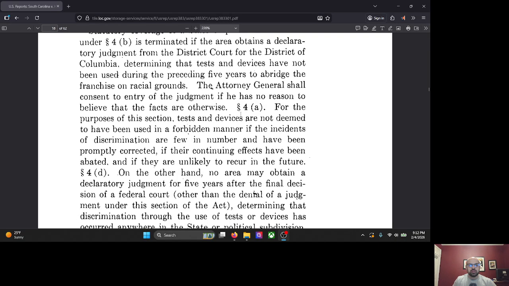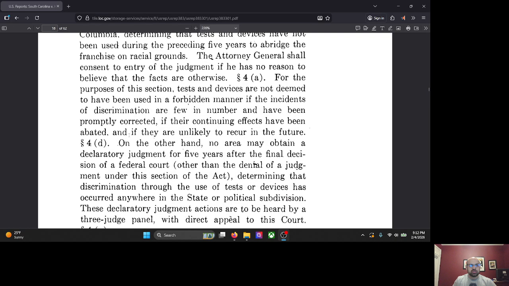Subsection 4A. For the purposes of this section, tests and devices are not deemed to have been used in a forbidden manner if the incidents of discrimination are few in number and have been promptly corrected, if their continuing effects have been abated, and if they are unlikely to recur in the future.